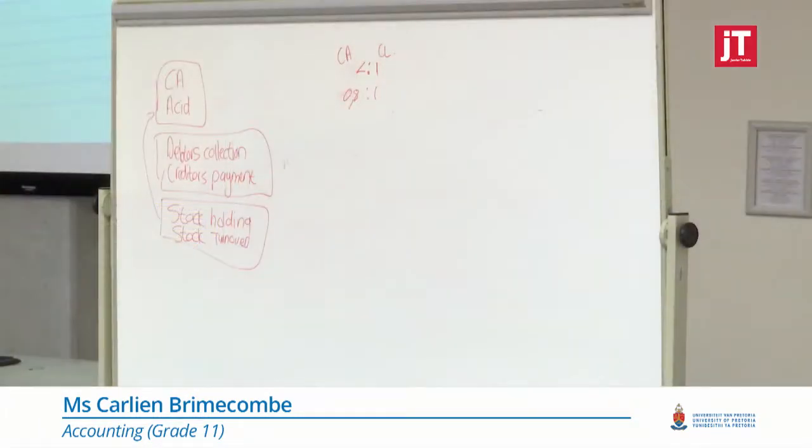Now we don't have last year's figures. What can we do? We can look at how long it takes our debtors to pay us compared to how long it takes us to pay our creditors. Because if we're collecting money later than what we're paying out, can that create a cash flow problem? Yes. So how can we improve our cash flow problem?